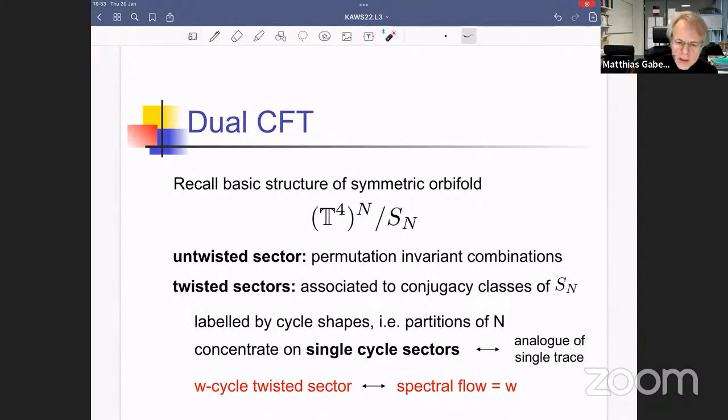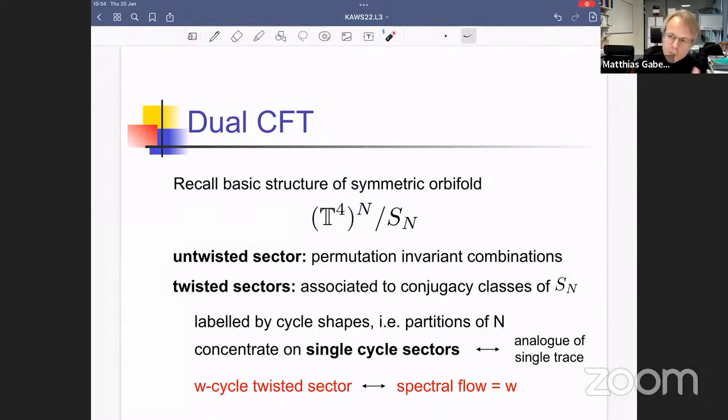And then the analog of the single trace operators, i.e. the things you are going to see by looking at a single world sheet theory, are going to be the states that come from the single cycle sectors, i.e. that have one non-trivial cycle of length w, say, and all the remaining cycles are of length one. So these are all the permutations that are conjugate to a single cycle cyclic permutation of order w. And as we've seen before, this w-cycle twisted sector, from the point of view of the world sheet theory, will correspond to spectral flow w.